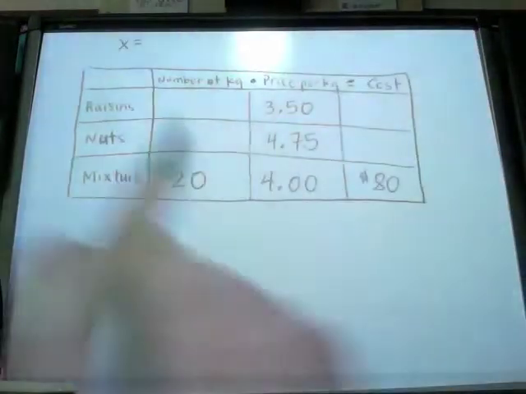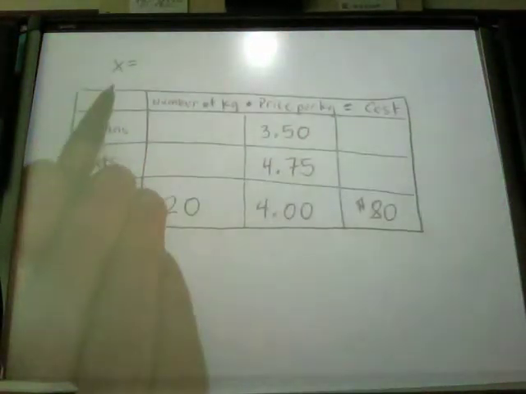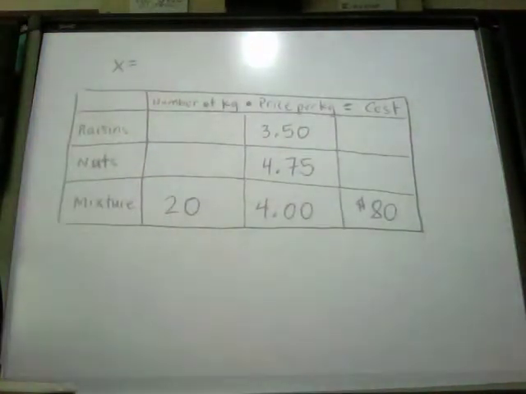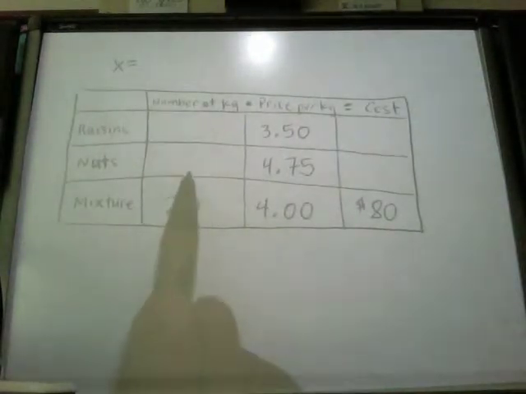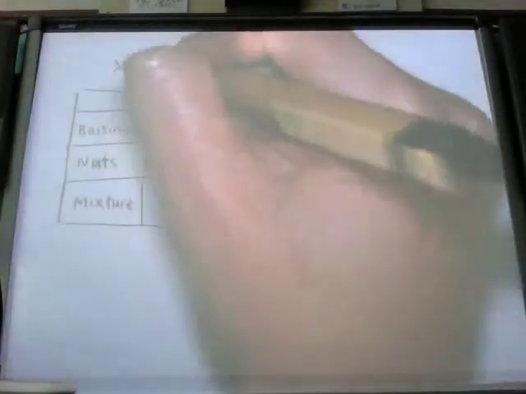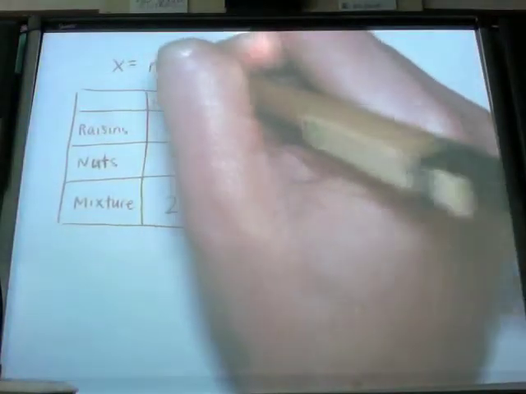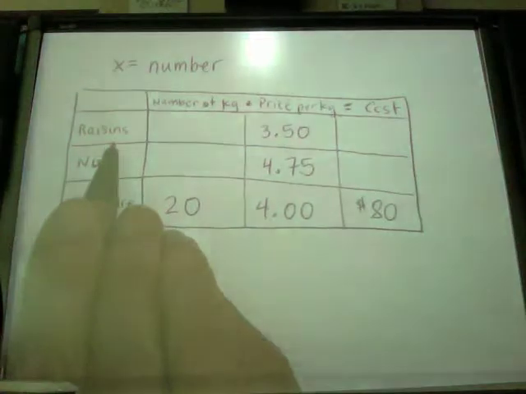I'm going to write up above here. We're going to use X for this. I don't really care what letter you use. Might as well just stick with X, but if you want to use something different, that's fine. We need to represent one of these unknowns with the X and then find a way to use that X again. I'm going to say this X is going to represent the raisins just because I have raisins first in the chart.